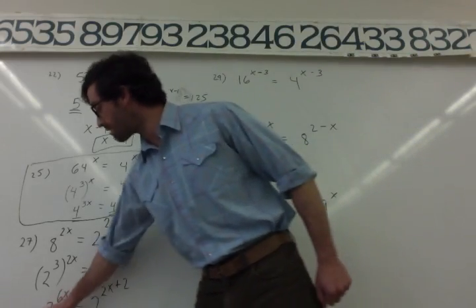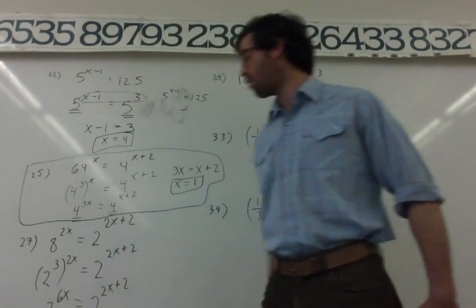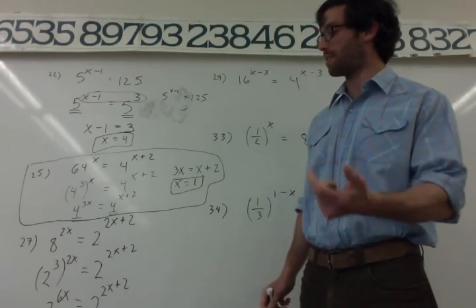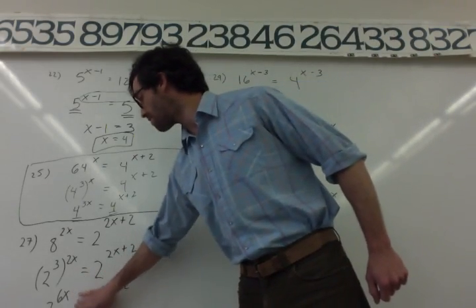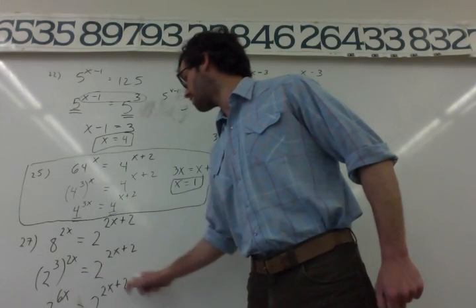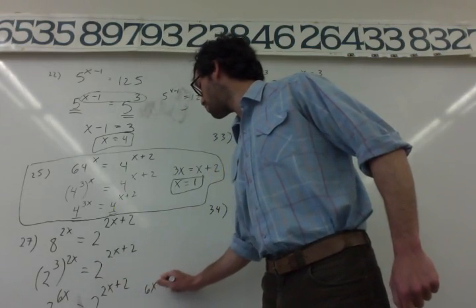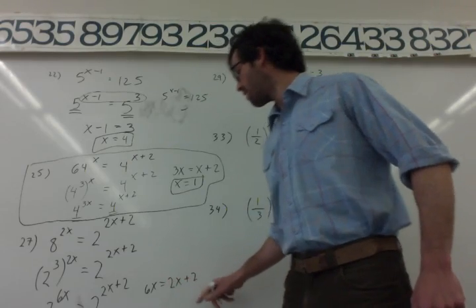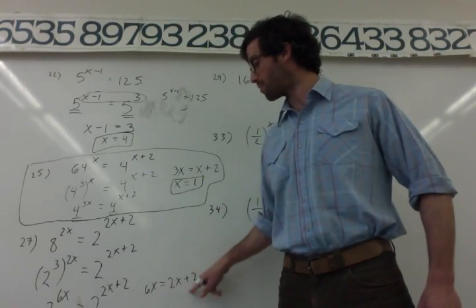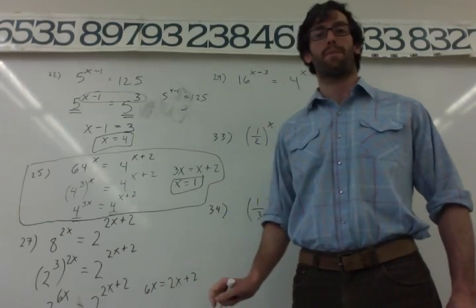Now, again, that we have the exact same number, the same base, we'll set the exponents equal. And it's an easy problem to solve. 6x equals 2x plus 2. Take away 2x, you get 4x equals 2. And divide by 4, right?